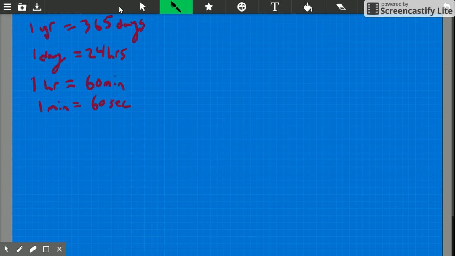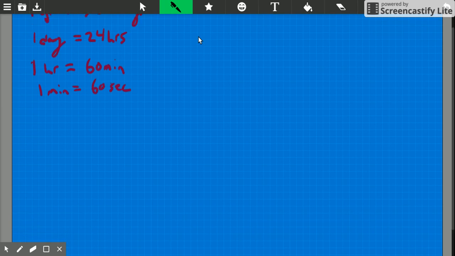Let's move on to some slightly more complicated unit conversions. So let's say we have the following relationships. 1 year is equal to 365 days. Pretty straightforward. 1 day is equal to 24 hours. 1 hour is equal to 60 minutes, and 1 minute is equal to 60 seconds.